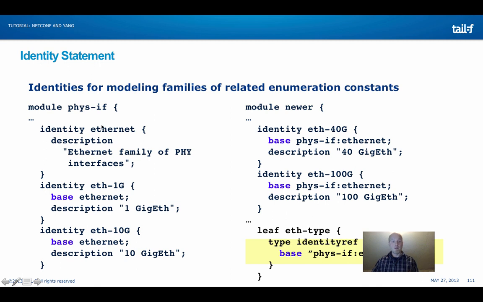Here is the Ethernet identity. So all of these definitions would be valid identityrefs here. So it's a flexible way of getting away from hardwired, flat enumerations. So identities are really useful.